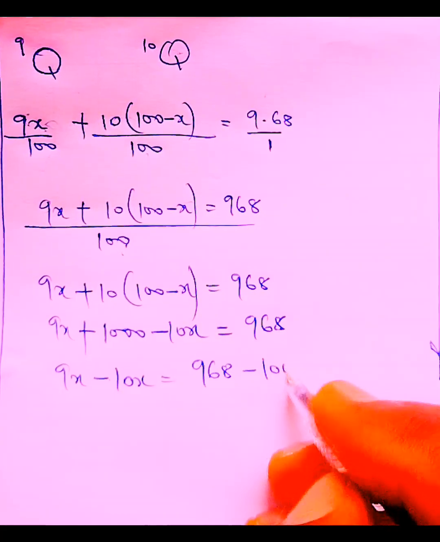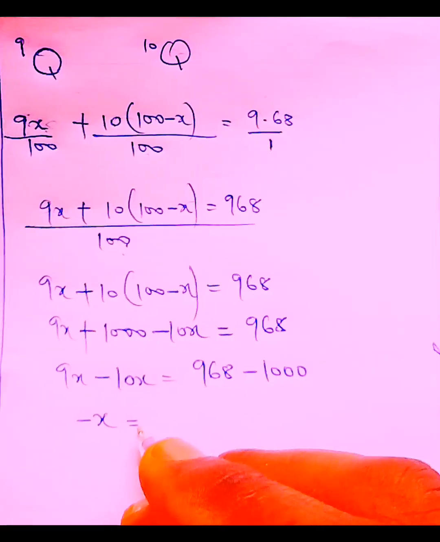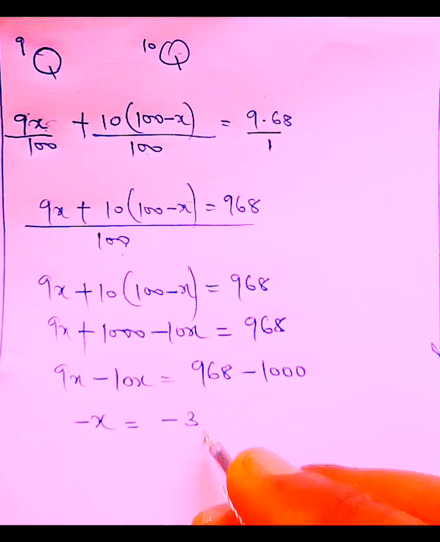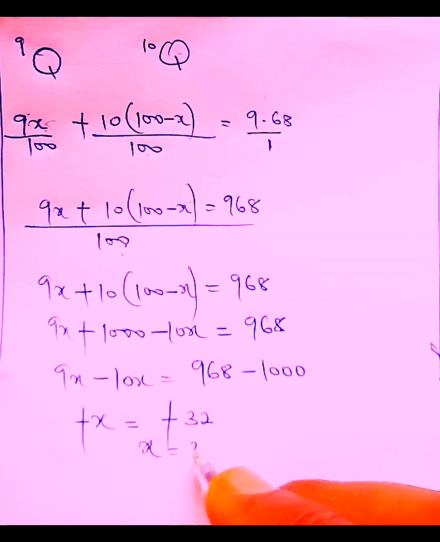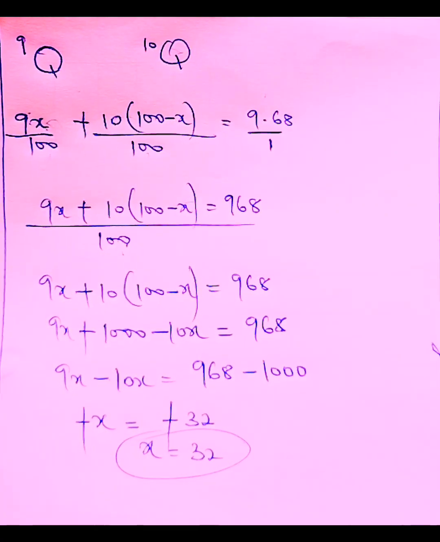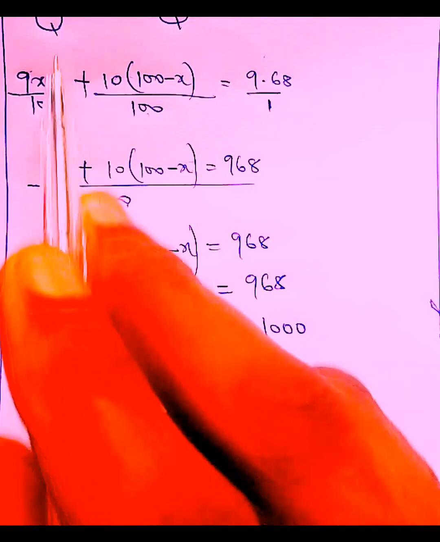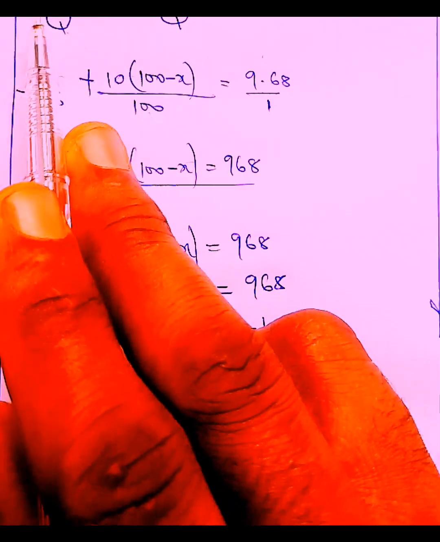968 minus 1000. So 9x minus 10x is minus x, equals 968 minus 1000, which will give us minus 32. So the minus signs cancel. So x is 32. So that's what our x is.